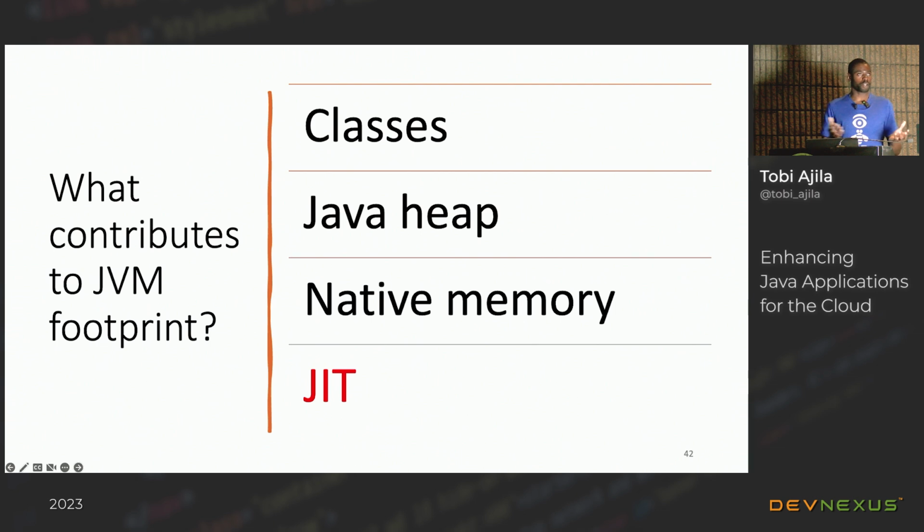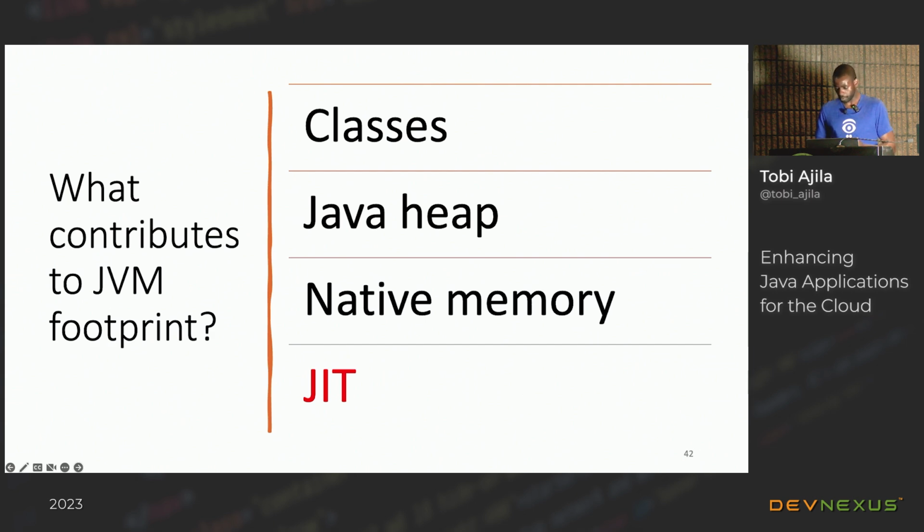Now, most JVMs are configurable, so you can tune these components to meet your needs. OpenJ9 is no exception. There's a lot of knobs to tune it. However, if you're not familiar with the JVM specifics, it can be difficult to figure out which knobs to tune to get the desired effect.